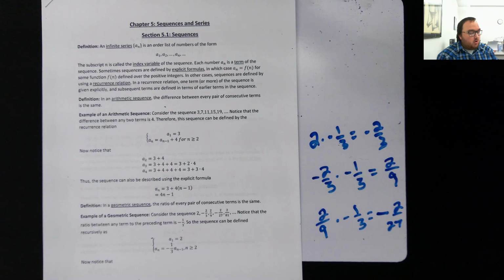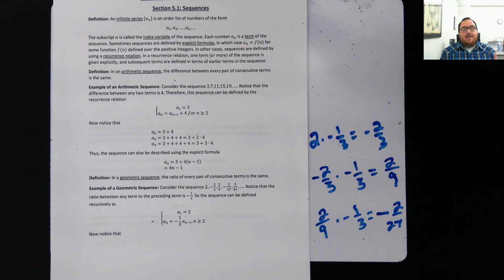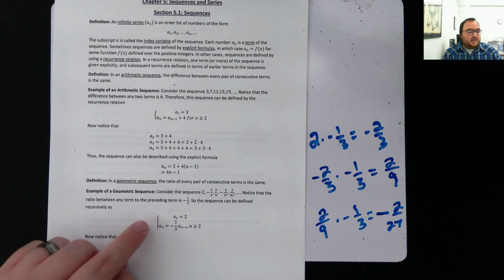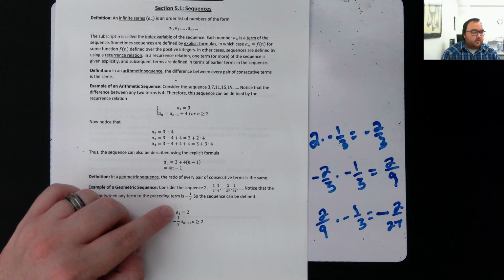So I can use the recurrence relation right here. My first term is 2 because it says so, right? My a1 is 2. And then I know it's negative 1/3 to my next one, right? So for my next term, I would do negative 1/3 times the previous term for all of them, because that's what I did over here, right? So this is the recurrence, because I know my first term is 2, and to get my next term, I multiply it by negative 1/3.